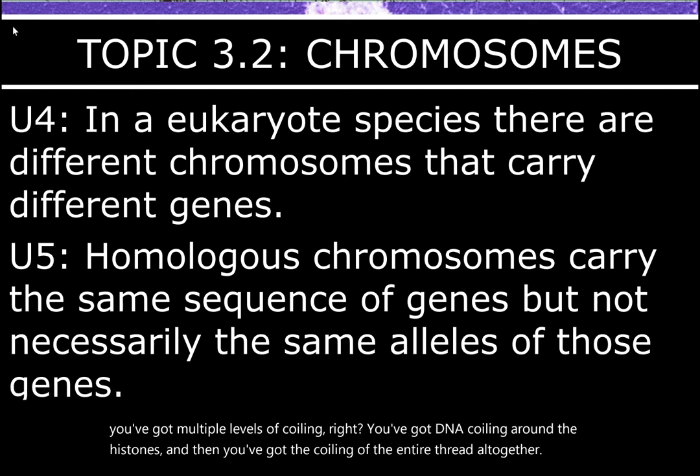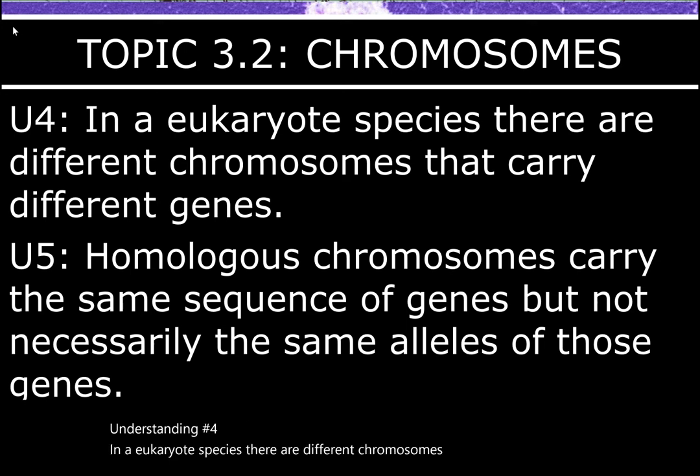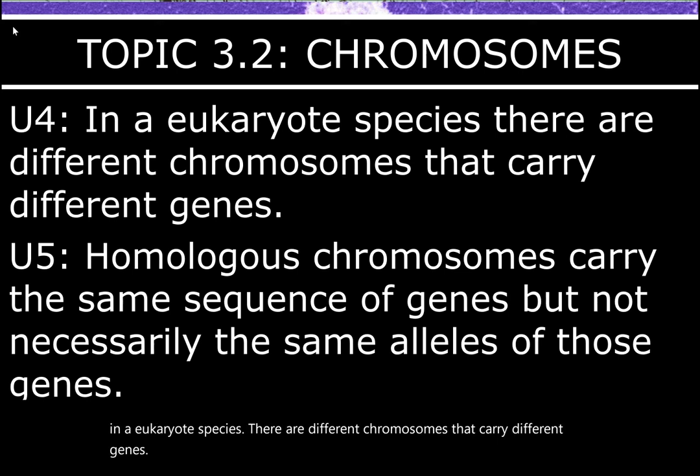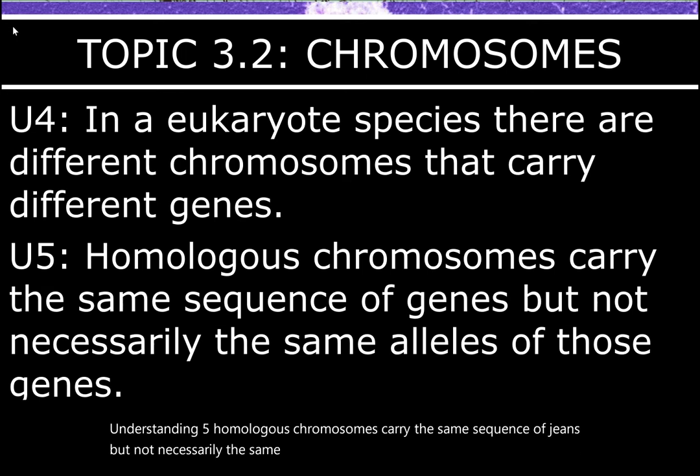Understanding number 4. In a eukaryote species, there are different chromosomes that carry different genes. Understanding number 5. Homologous chromosomes carry the same sequence of genes, but not necessarily the same alleles of those genes.